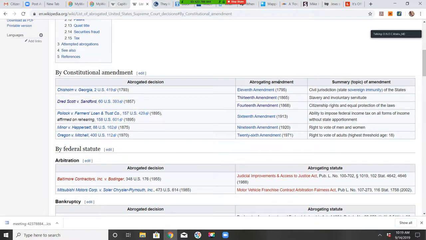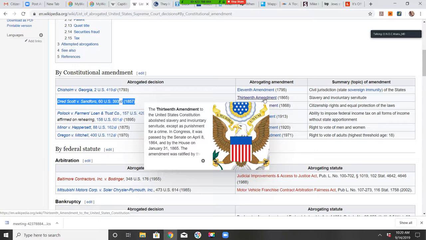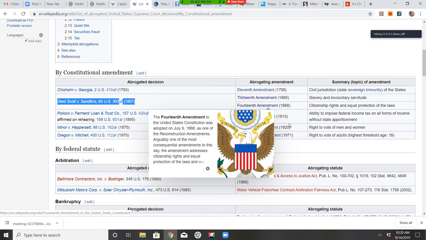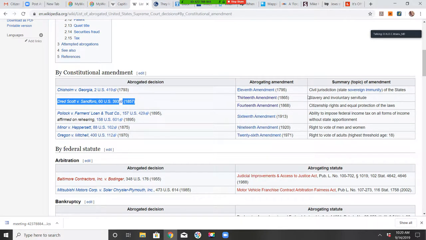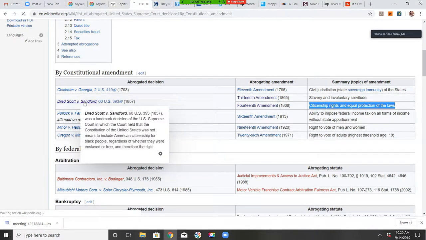The abrogating amendments, the amendments that came and changed something in the Dred Scott, were the 13th Amendment and the 14th. And the summary of the topic of the amendments was slavery and involuntary servitude, citizenship rights and protection of law. So, let's go to Dred Scott versus Sandford.